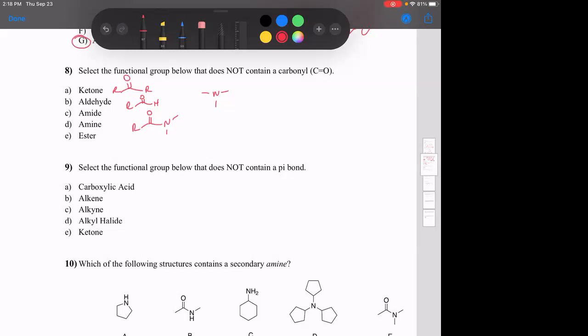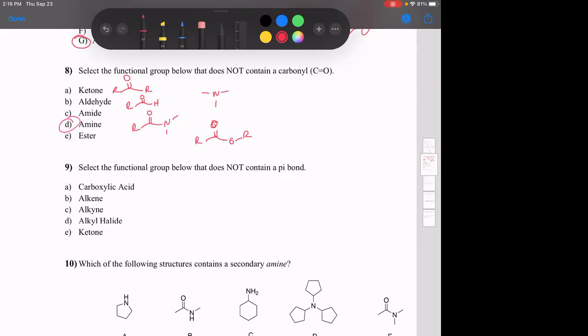So that's a possibility. And then ester, that's where we have a carbonyl that's flanked by an alkyl group and an O alkoxy group. All right. So amine is the only correct answer here.